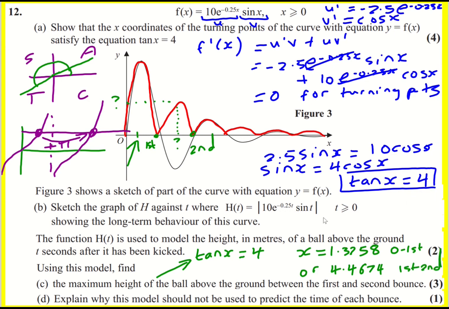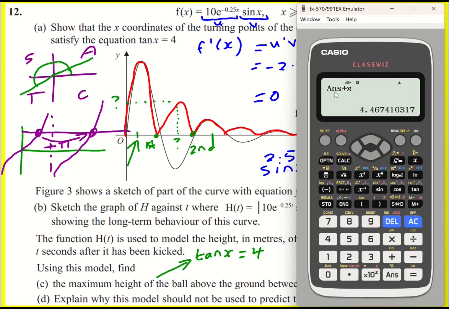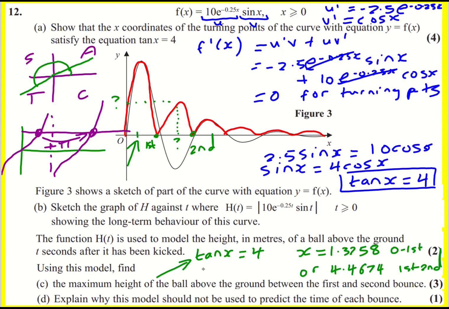And then I can just put that back into my function. I'm expecting to get a negative, so I'll then make it positive, unless I put the modulus sign around it, which you can do. There is, I think, somewhere an absolute value button, but I'm not going to worry about that. 10 e^(-0.25 times my answer), multiplied by sin of my answer, gives minus 3.1753. So to three significant figures, 3.18 meters.